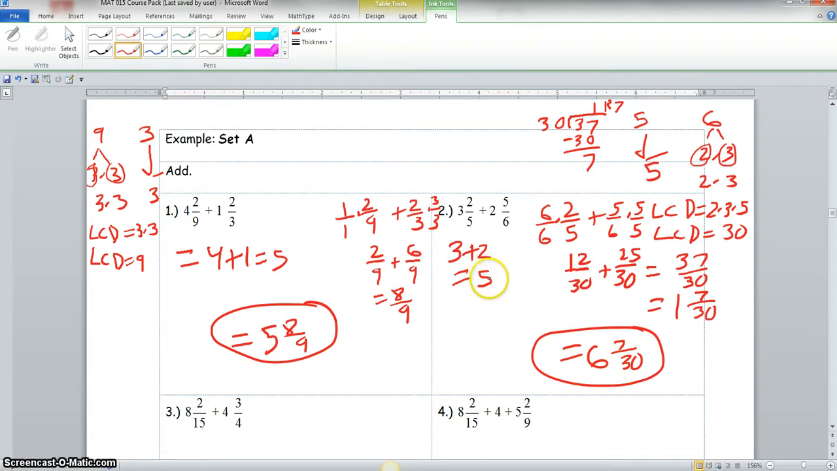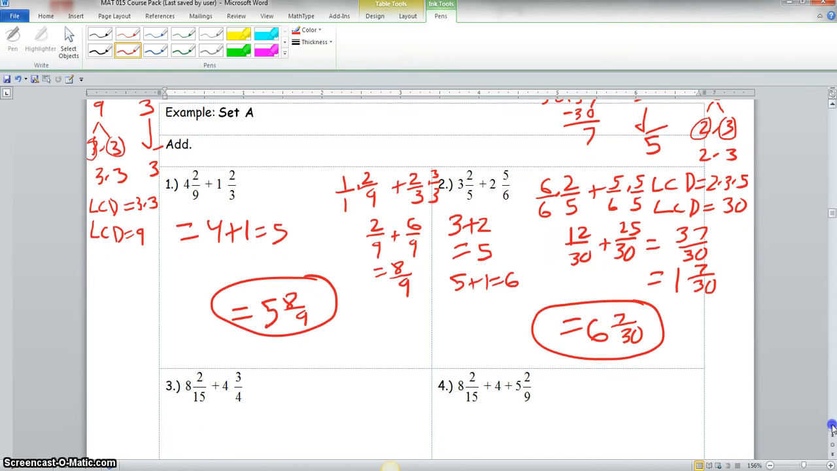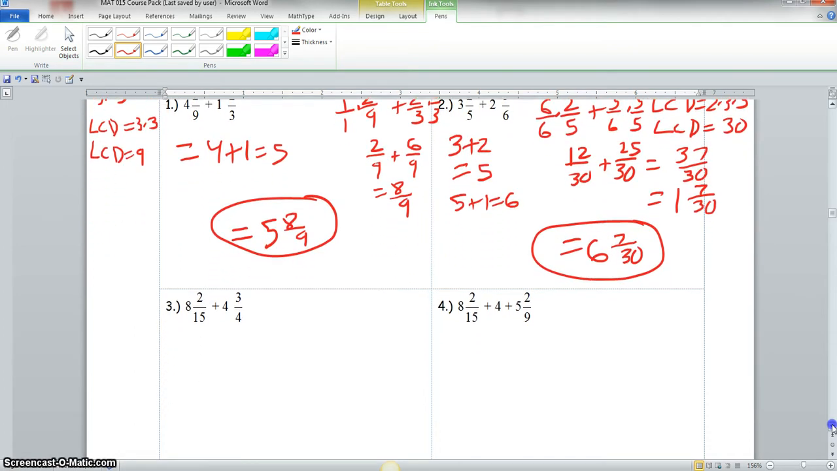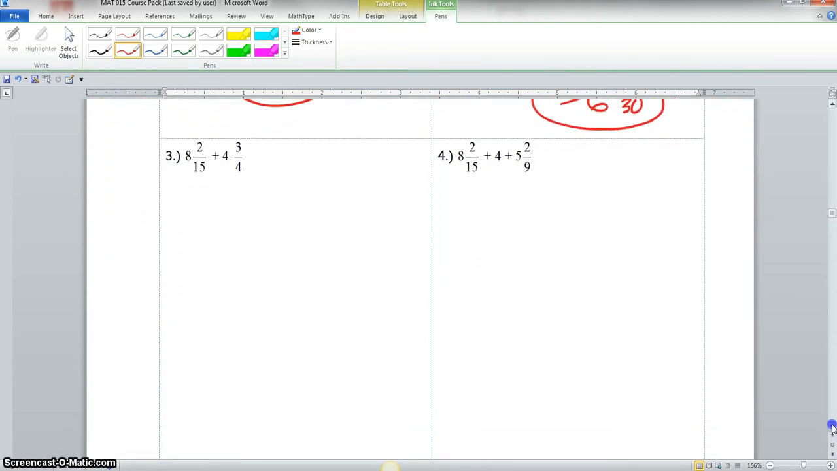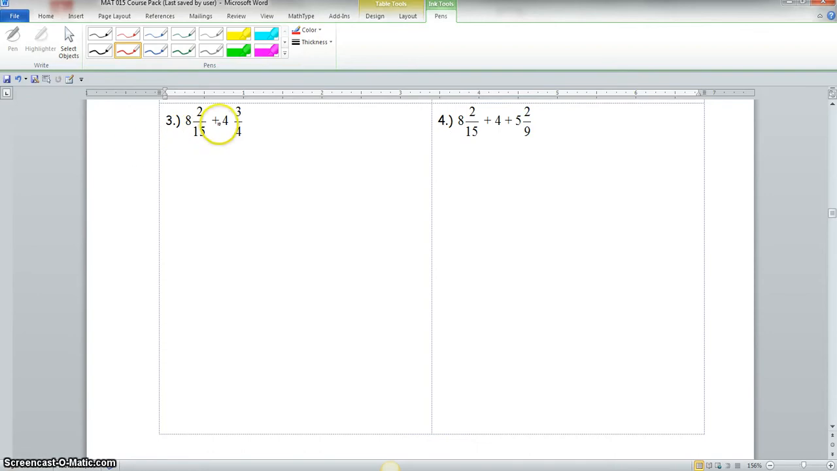So again, we have this 5 plus this 1. So we have 5 plus 1, which gives us 6, and we will bring our fraction down here. Now, let's try this again. Let's try this with number 3.